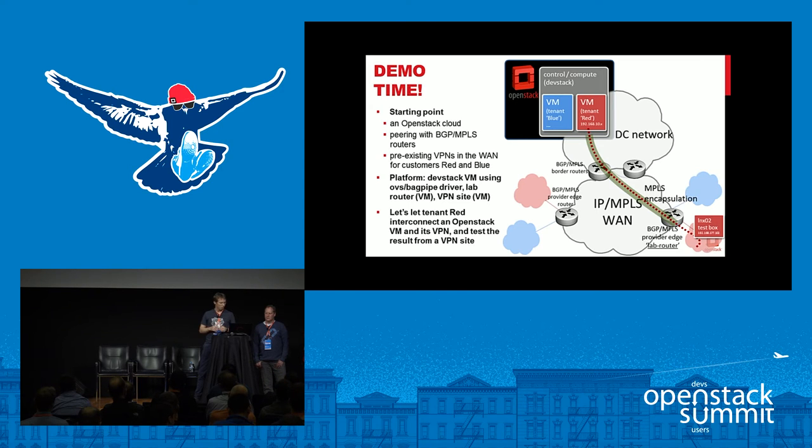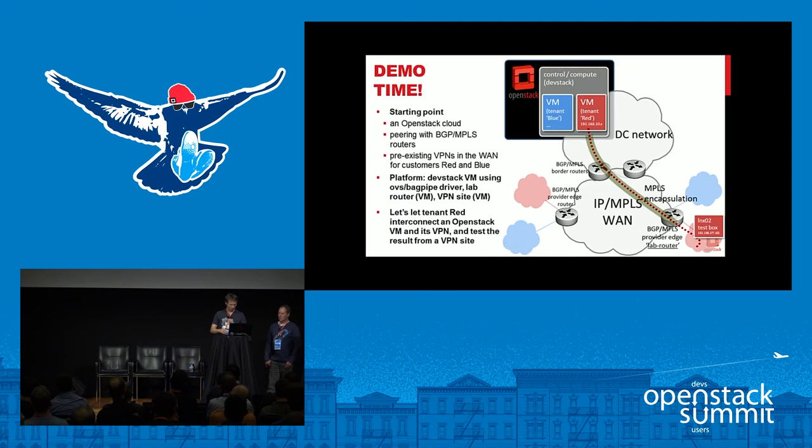So the platform used for this demo: we have a DevStack VM using the Open vSwitch backpipe driver that I just described. And we have a lab router, which is running as a VM as well, and a VPN site, which is emulated also as a VM. So what we'll do is interconnect a virtual machine of tenant red to the VPN red. Let's assume we have an enterprise named red. It's not a fancy name, but we will show something very spectacular, as you will see.